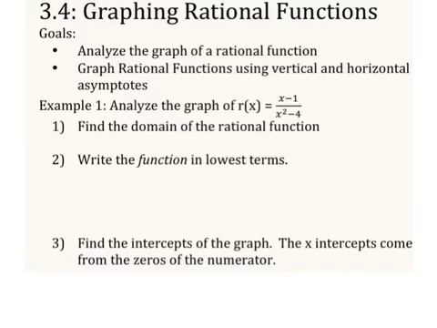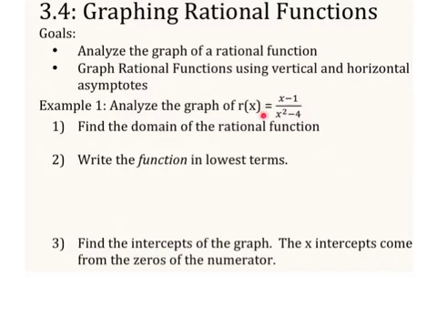Okay, we're going to learn to analyze the graph of a rational function and graph it using vertical and horizontal asymptotes. Okay, so here are our two goals. To analyze the graph, we do several things, so I'll be asking you to do all these things too. First, we want to find the domain of our rational function. We do that by looking at the function here.